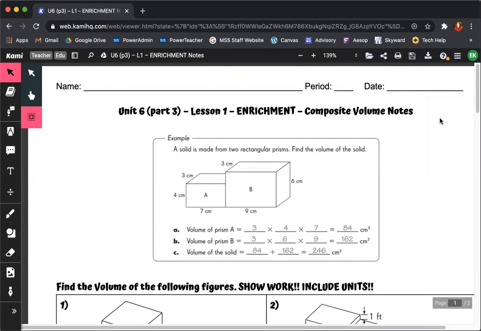All right, for this enrichment lesson, we are going to be looking at composite volume. So we've already done composite area. It's the same idea, but with volume, so just a little bit trickier. So we've got an example in here.